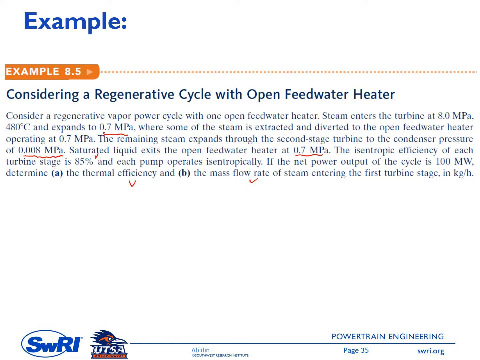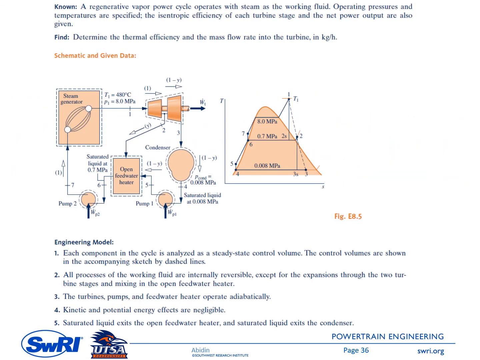Let's take a look at the solution of this example. What is known is a regenerative vapor power cycle operating with steam as the working fluid. The operating pressures and temperatures are specified, and the isentropic efficiency of each turbine and the net power output are also given. The question is the thermal efficiency of the system and the mass flow rate of the working fluid into the turbine in kilogram per hour. This is the schematic of the system, same as the one in the previous slide.